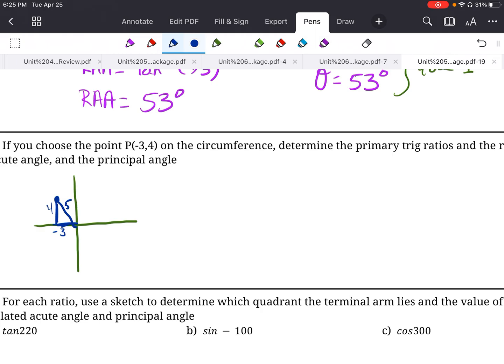Determine the primary trig ratios and the related acute angle and the principal angle. Okay. So the primary trig ratios, again, sine, cos, and tan. So sine is 4 over 5. This time cos is negative 3 over 5, and tan is negative 4 over 3.